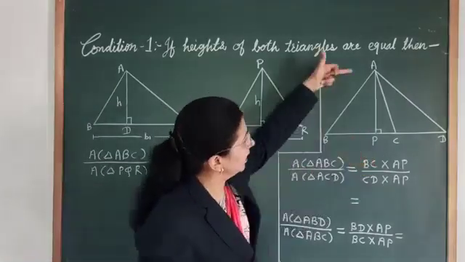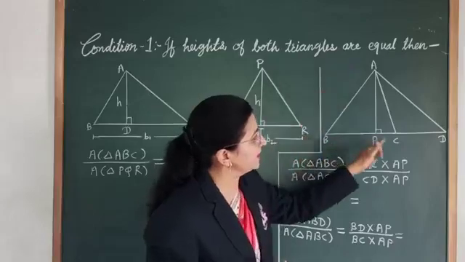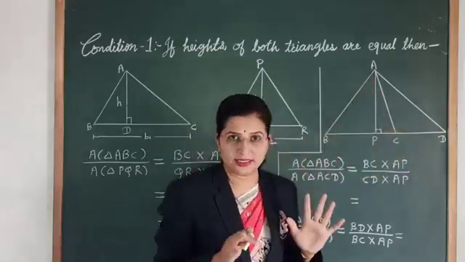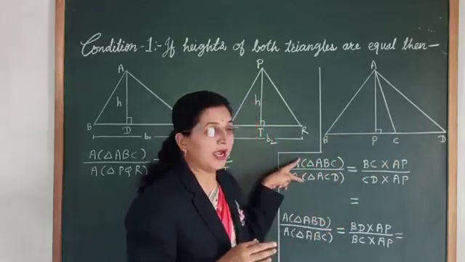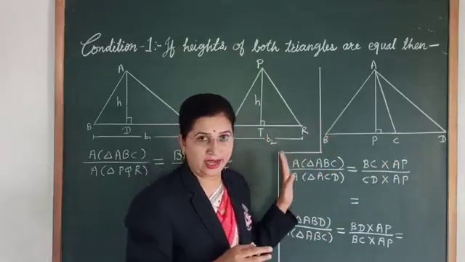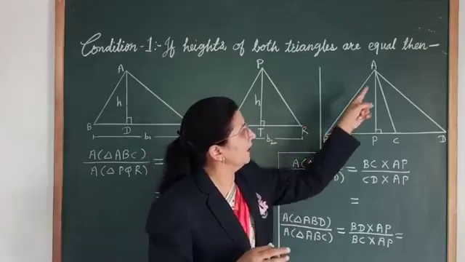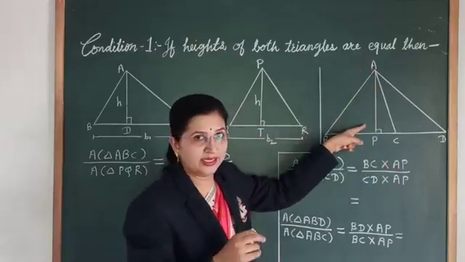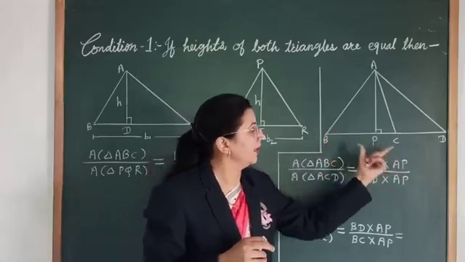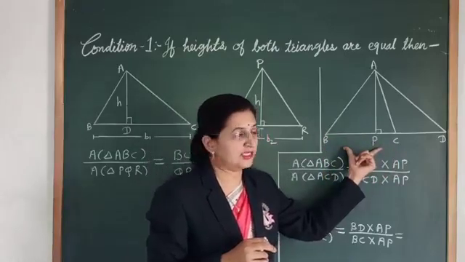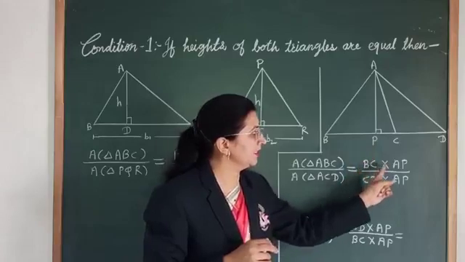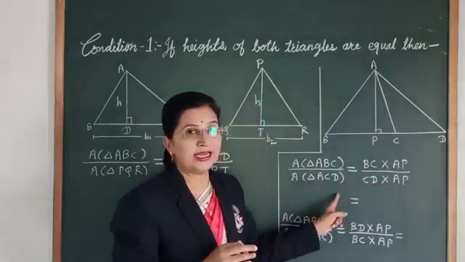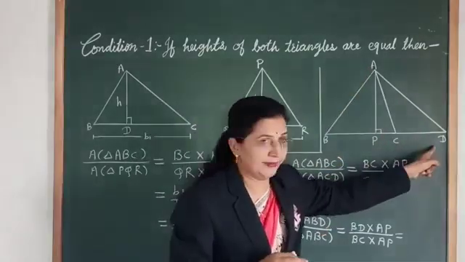Now you can see here triangle ABC and triangle ACD. These two triangles are here. So we have to write the ratio of areas of these two triangles. Now here for triangle ABC, AB is perpendicular on BC, so it is the height, and BC is the base. So base into height AB, upon, for triangle ACD.